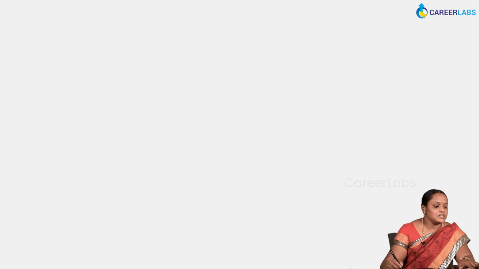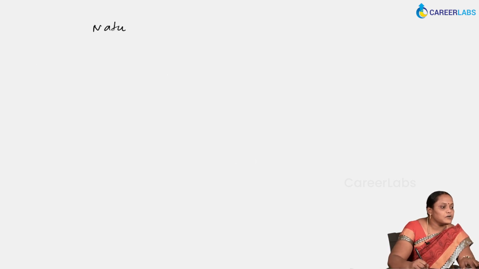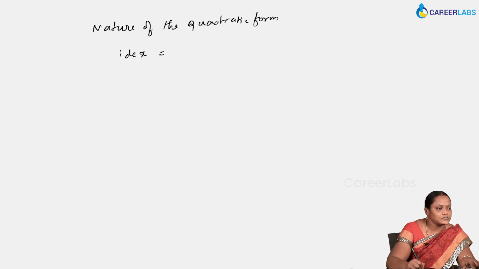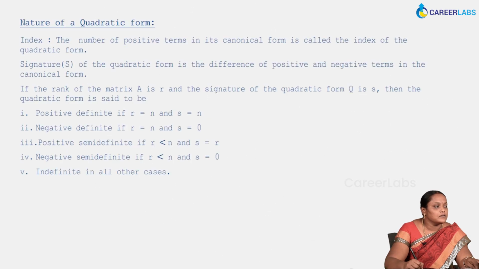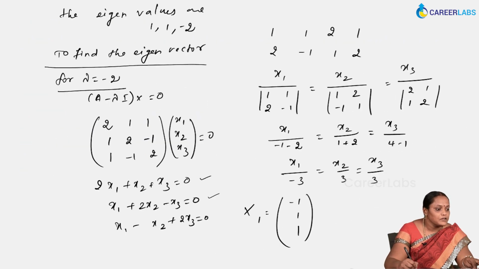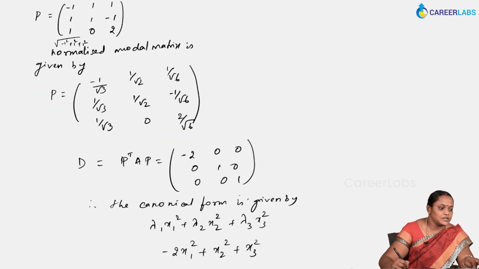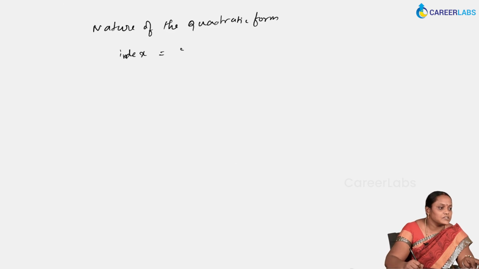Now we need to discuss the nature of the quadratic form. To discuss the nature of the quadratic form, we need to identify the index and signature. What is the definition of index? The number of positive terms in its canonical form is the index, and the signature is the difference of positive and negative terms. Now the canonical form is minus 2 x1 square plus x2 square plus x3 square. The number of positive terms is 2, with only one negative term, so the index is 2.